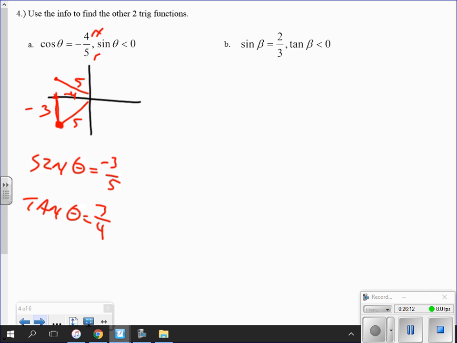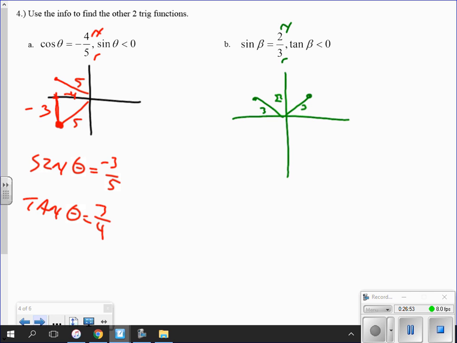Okay, next one's a little more difficult. We have an angle beta. And the sine of beta is 2/3. So that means my y-coordinate is 2 and my radius is 3. So I'm looking at this. I have two possibilities. I have this point here or this point here. Those are my two possibilities. My radius out is 3, my y-coordinate is 2.